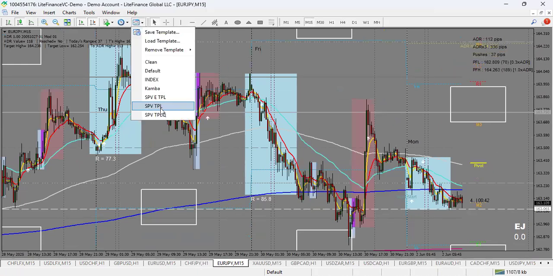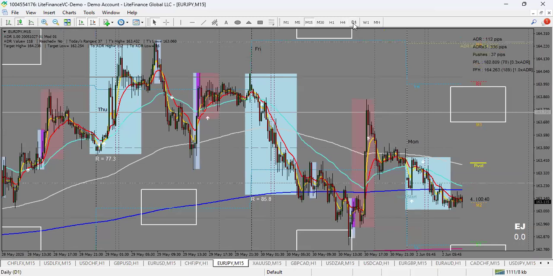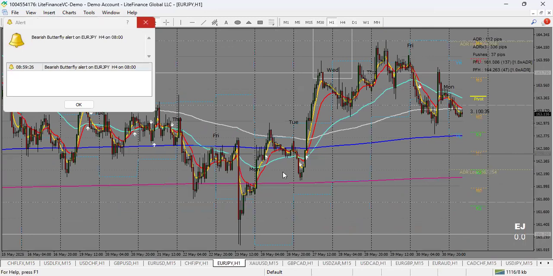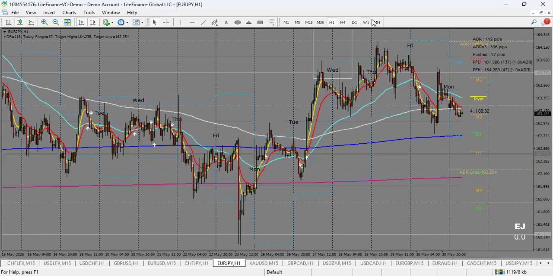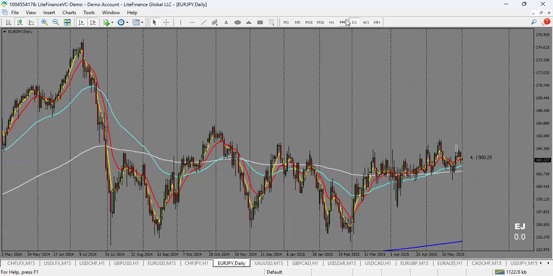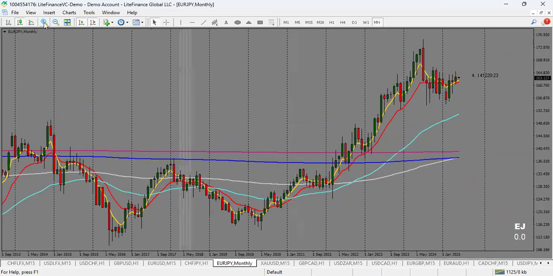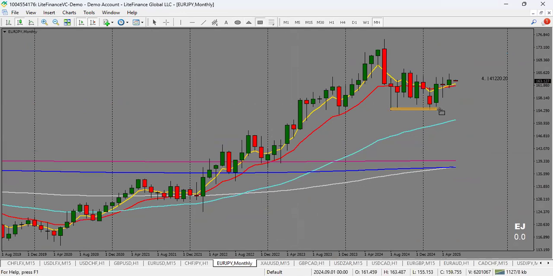EUR JPY has been consolidating. We haven't seen a significant move since we have been analyzing it for a long time now. So let's have a look at what it can do this week. This is our monthly time frame. As usual, the market structure is bullish here. We had this support area and we are going up.